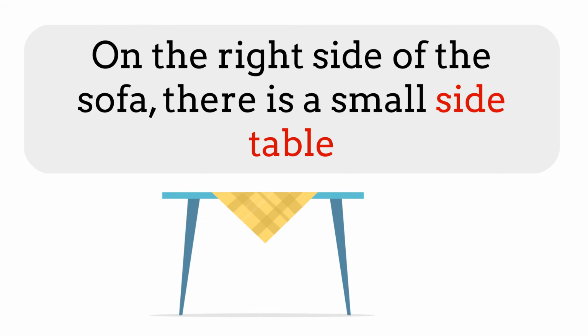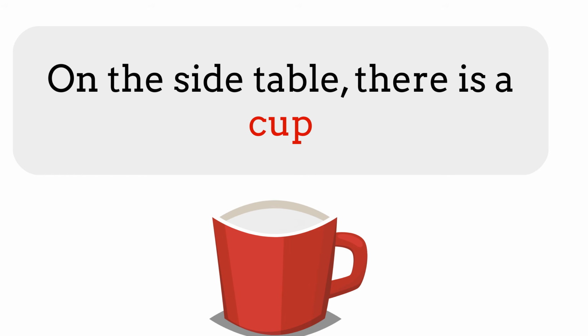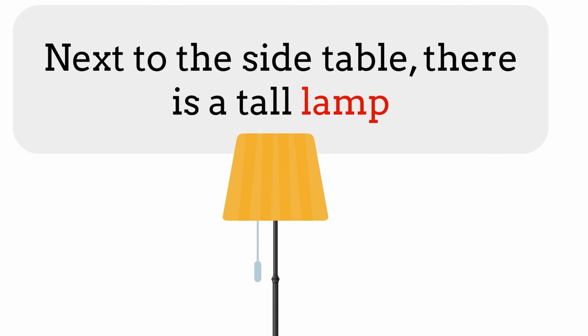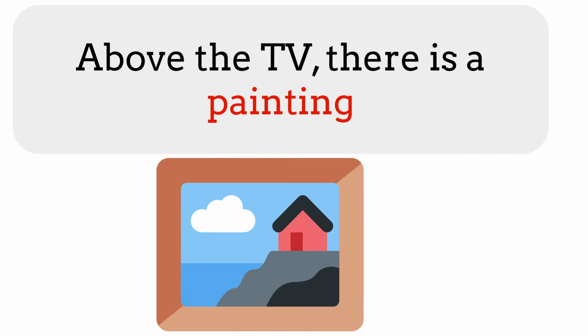On the right side of the sofa, there is a small side table. On the side table, there is a cup. Next to the side table, there is a tall lamp. Above the TV, there is a painting.